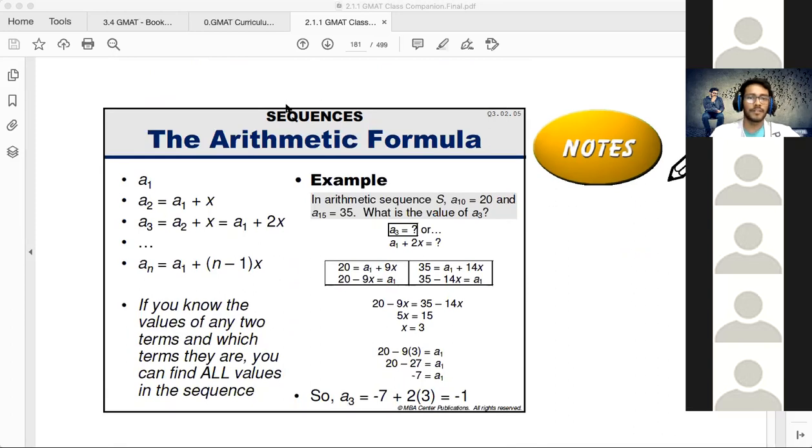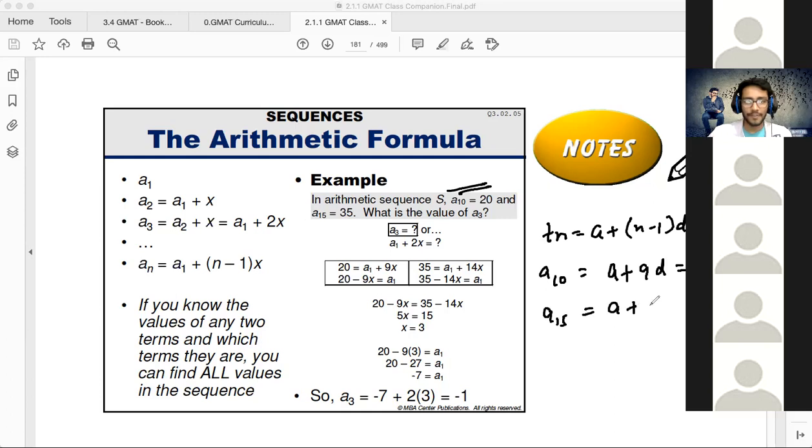See, very quickly. A10 is 20. A10 is what? Tn, you know, a plus n minus 1 into d. Some books write A10, some books write Tn also. So A10 will be a plus 9d, given 20. And what is given? A15 is given 35. So A15 is a plus 15 minus 1, 14d, equals 35. Subtract it. a is gone, 9d minus 14d, or do it the other way: 14d minus 9d is 5d, 35 minus 20 is 15, so d equals 3. Now put d equals 3 in the first equation to get the value of a: a plus 9 times 3, which is 27, equals 20, so a equals minus 7.